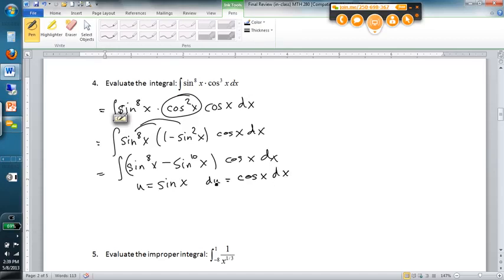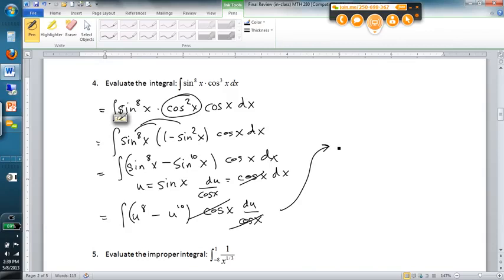So du over cosine, so we'll have the integral of u to the 8th minus u to the 10th, because u is sine. And then the cosine of x dx becomes cosine of x times du over cosine of x. Yeah, that's going to take care of that cosine of x. So it's just the integral of u to the 8th minus u to the 10th. That's just a nice little power rule, isn't it?